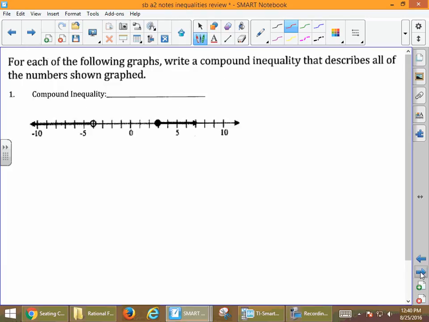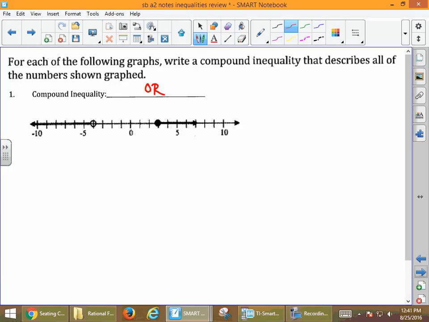But for each of the following graphs, we want to write a compound inequality that describes all the numbers shown in the graph. Oh, my directions aren't very good. But the compound inequality here. What we've got is an arrow going one way and an arrow going the other way. Is that an AND or an OR problem? It's an OR. So let's write OR. We have to write the word OR, and then we can fill in the rest.